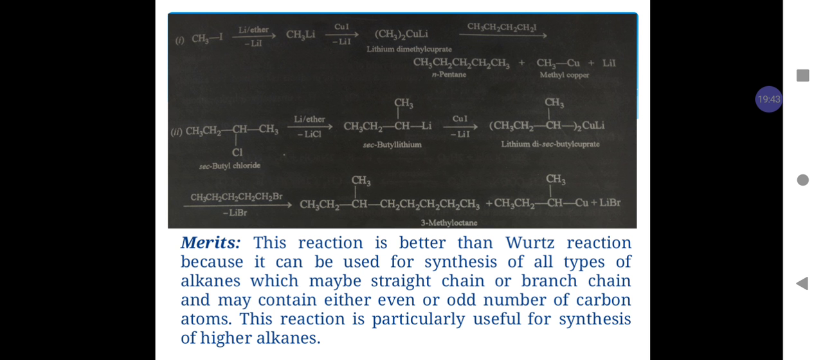Secondary butyl chloride has 4 carbon atoms and 3-methyl octane has 8 carbon atoms. To convert secondary butyl chloride into 3-methyl octane, we treat it with lithium in the presence of ether. Then secondary butyl chloride will form secondary butyl lithium. This secondary butyl lithium is then treated with CuI and it will form lithium disecondary butyl cuprate.